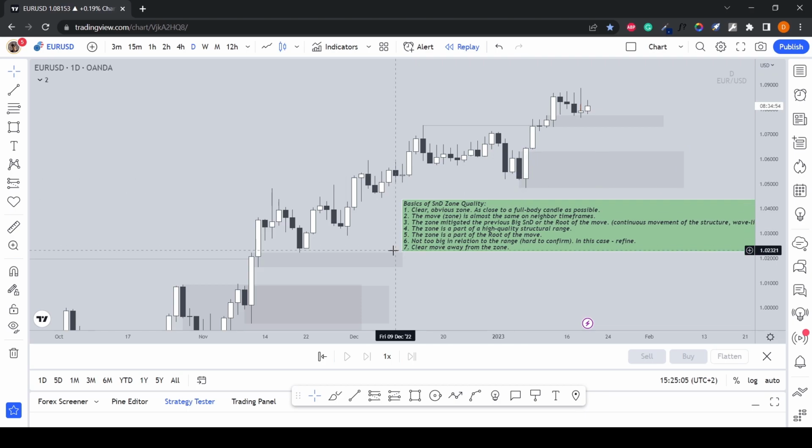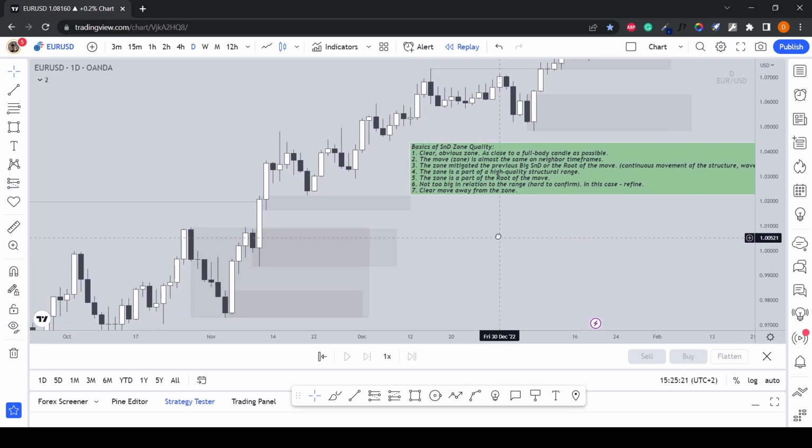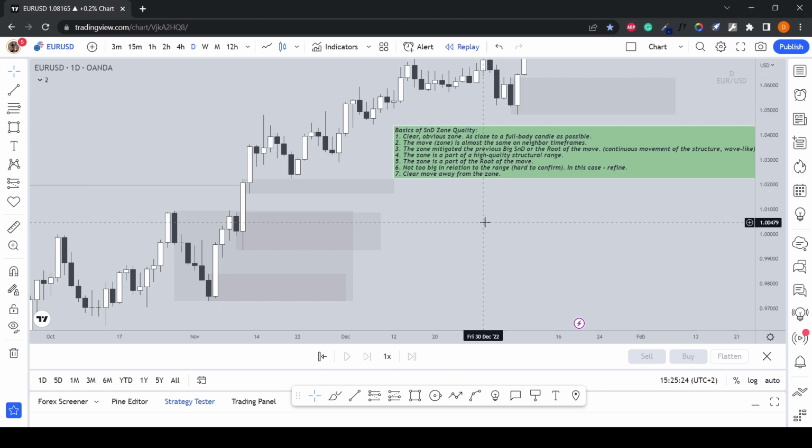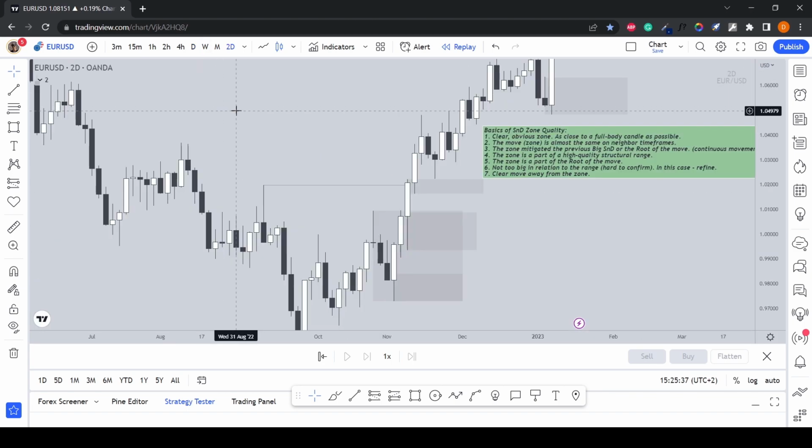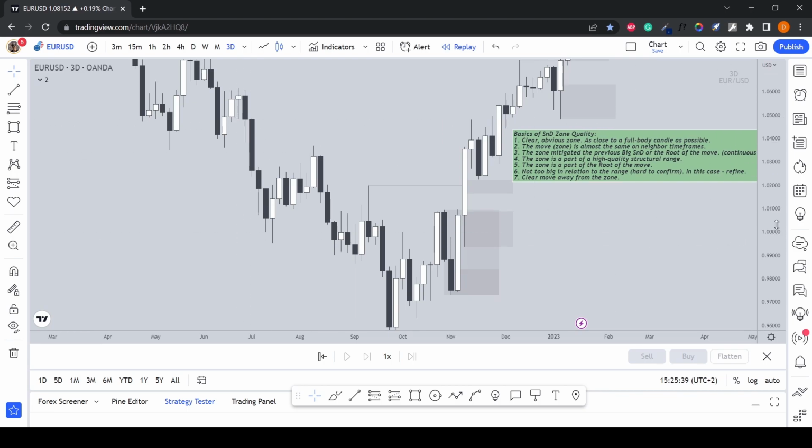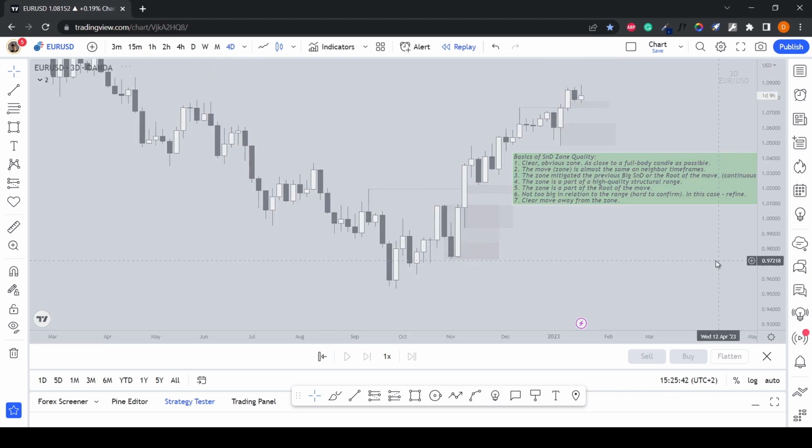Now, the zone, if it's a high quality zone, should not be too big in relation to its range, to its structural range. And in this case, we need to refine the zone. So why should it not be too big, even if it's a whole body candle? Because it will be really hard to confirm it. Imagine if this, so maybe let's switch to 2 days, maybe 3 days, and maybe even 4 days.